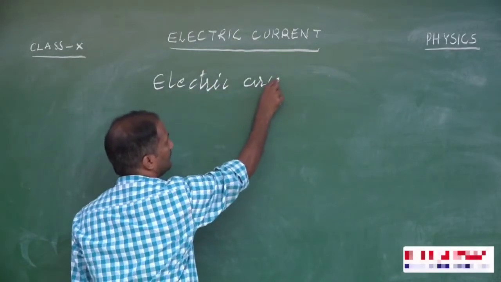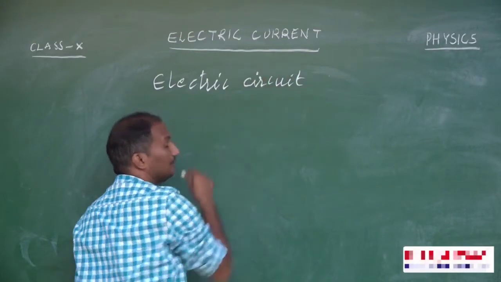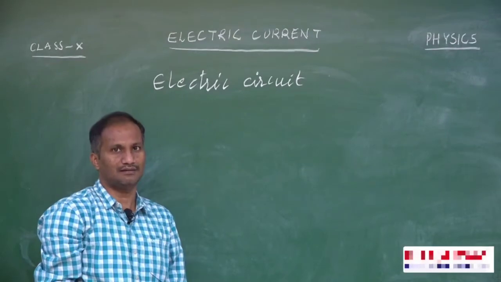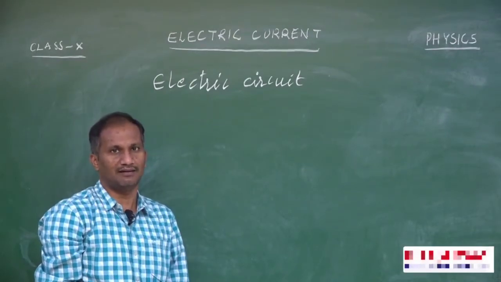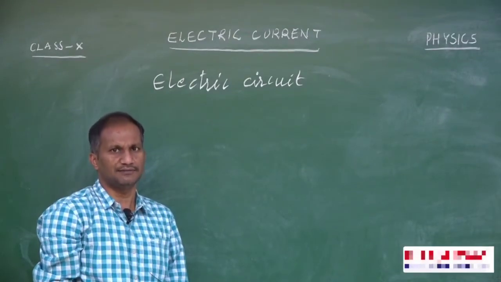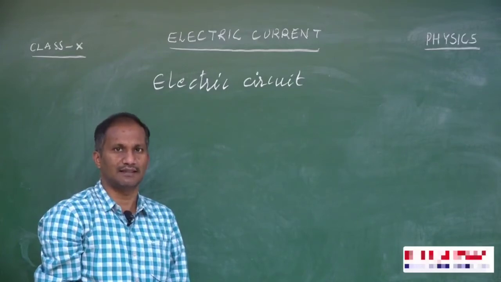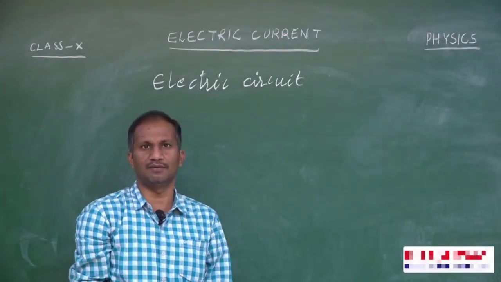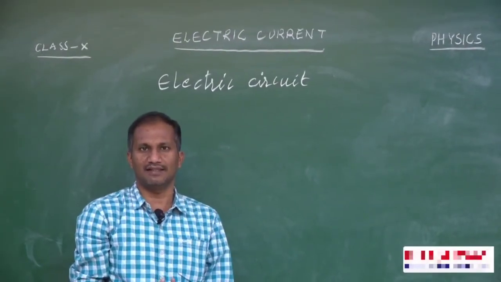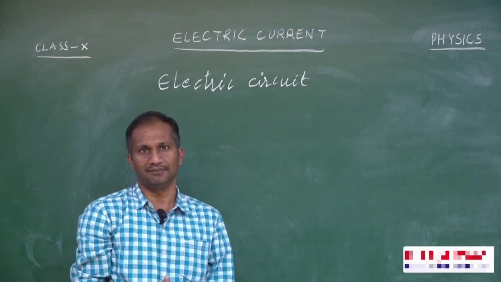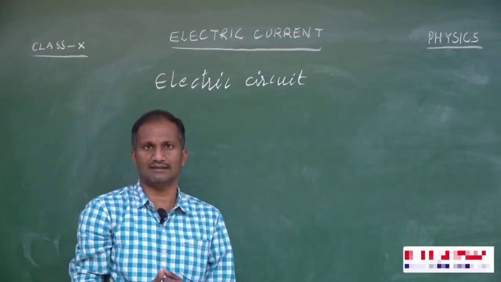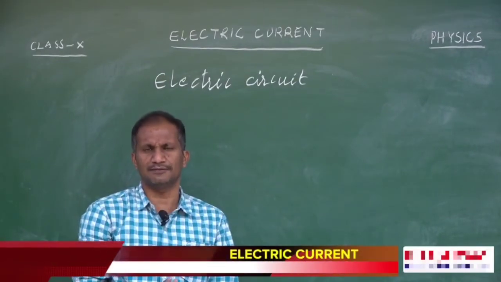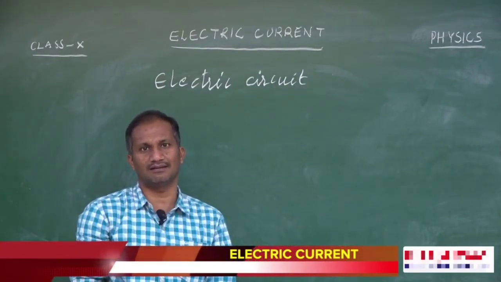An electric circuit is nothing but a closed path created by electric wires through a battery. Through them, there is a flow of electric charges like electrons. Within that electric wire, there is a possibility of flow of electrons. Such kinds of closed paths are called electric circuits.